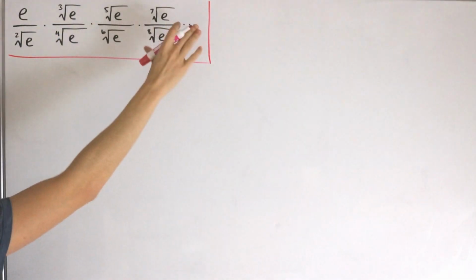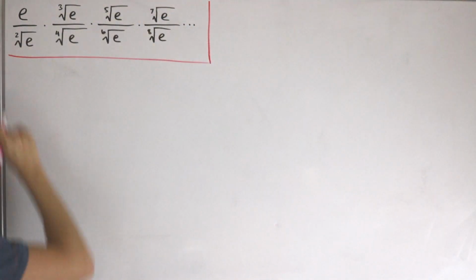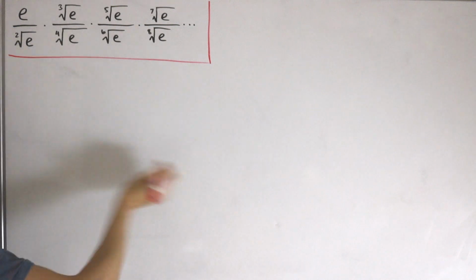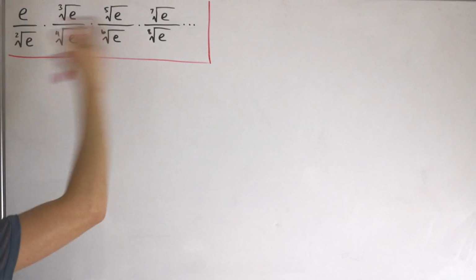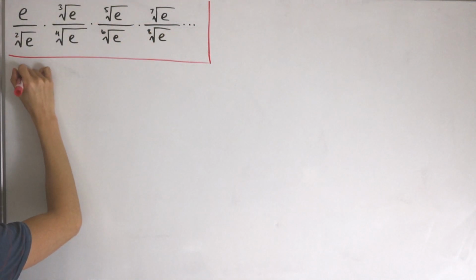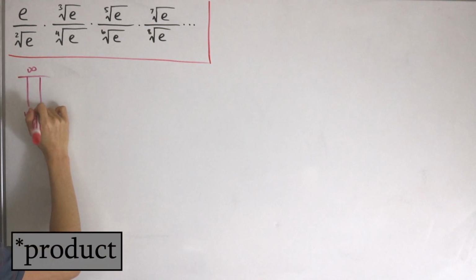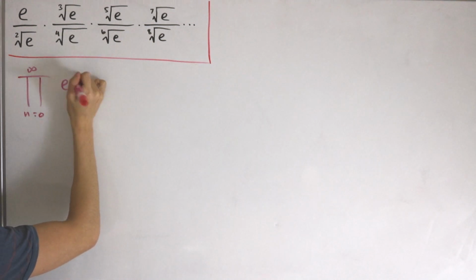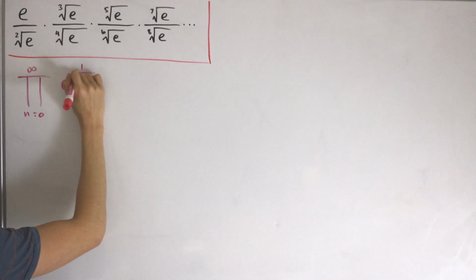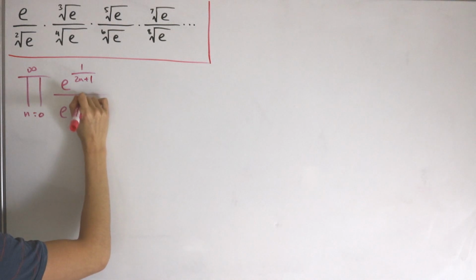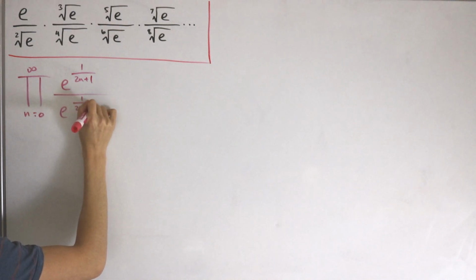So if you analyze this entire infinite product, this entire expression we want to find, and you play around with the numbers to figure out a pattern that works such that we get this expansion, what it comes down to is the infinite product starting at n equal to 0 of e to the power 1 divided by 2n plus 1, divided by e to the power 1 divided by 2n plus 2.